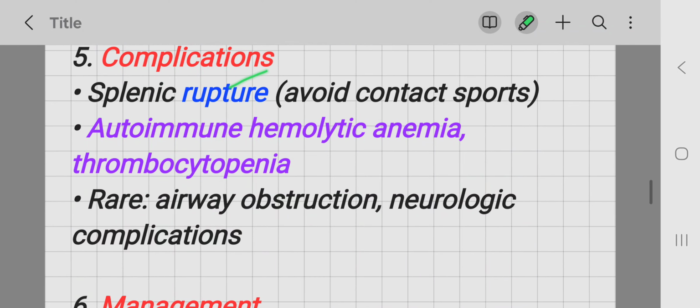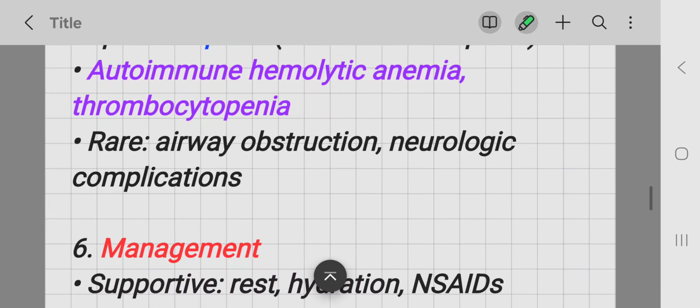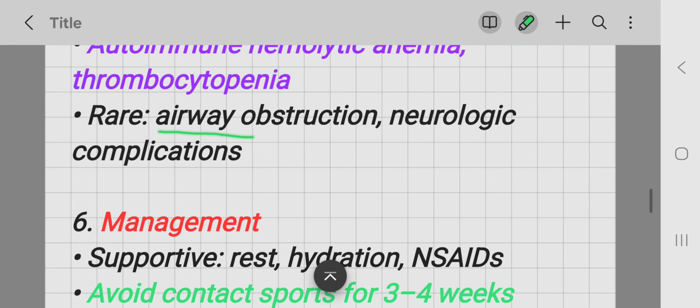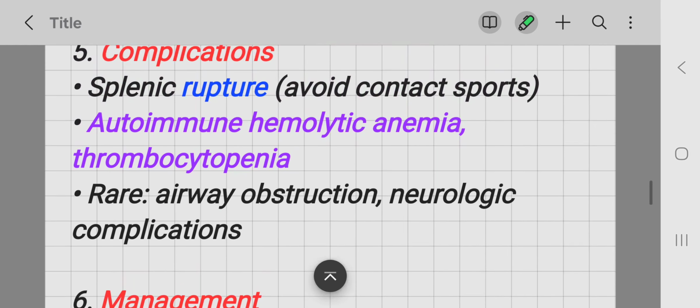Complications. Splenic rupture, so avoid contact sports if you have infectious mononucleosis. Furthermore, autoimmune hemolytic anemia, especially IgM mediated, and thrombocytopenia, and rare complications are airway obstruction due to lymphadenopathy, and some other neurologic complications can be seen. Of these, the most important is splenic rupture.